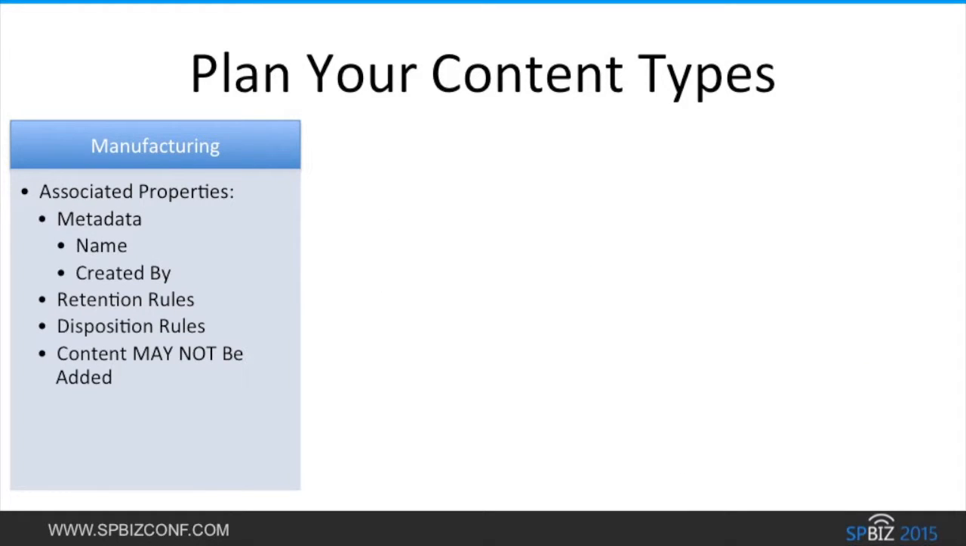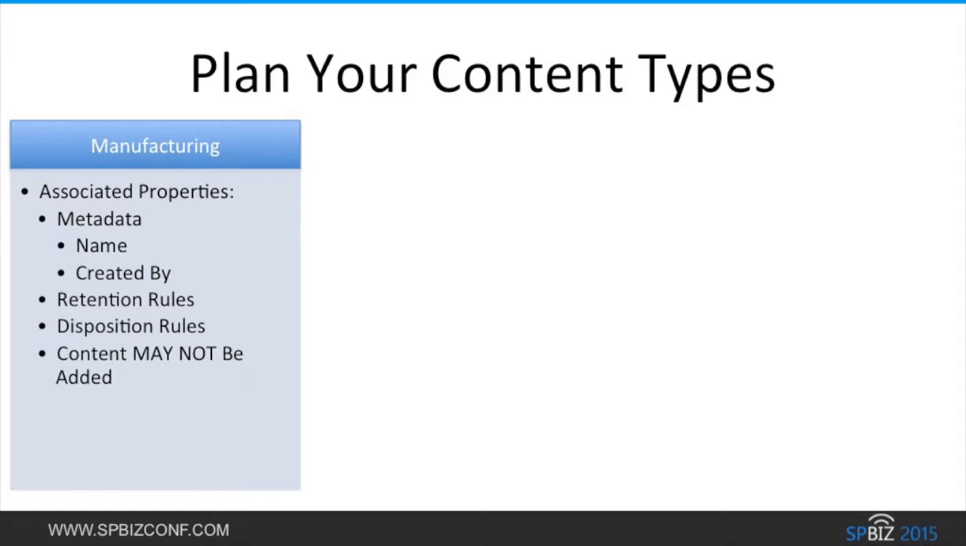Let's continue our example and build out this piece of the information architecture. We would set as many properties as possible at our highest level content type. In this example, this is manufacturing. For our manufacturing content type, we have associated the metadata of name and created by. We've also established on manufacturing our retention rules and disposition rules. Since we're utilizing manufacturing as a placeholder and not somewhere that we actually want our users to add new content, we've set the content type to not accept new content.